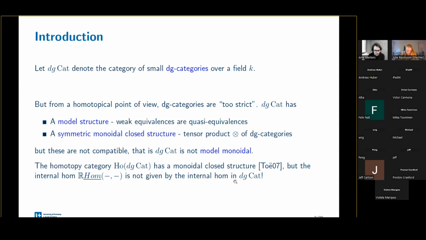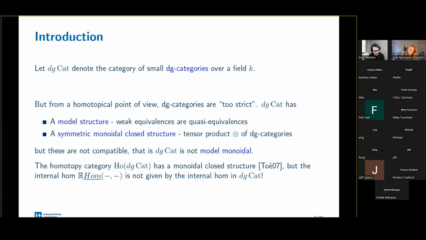And as a consequence of this, the monoidal structure on DG-cat doesn't descend nicely to the homotopy category. So the homotopy category here of DG categories does have a monoidal closed structure. This was famously shown by Bertrand Toën, who constructed the internal HOM for this monoidal category, the derived internal HOM. But it had to be done very ad hoc, very specifically to the situation.